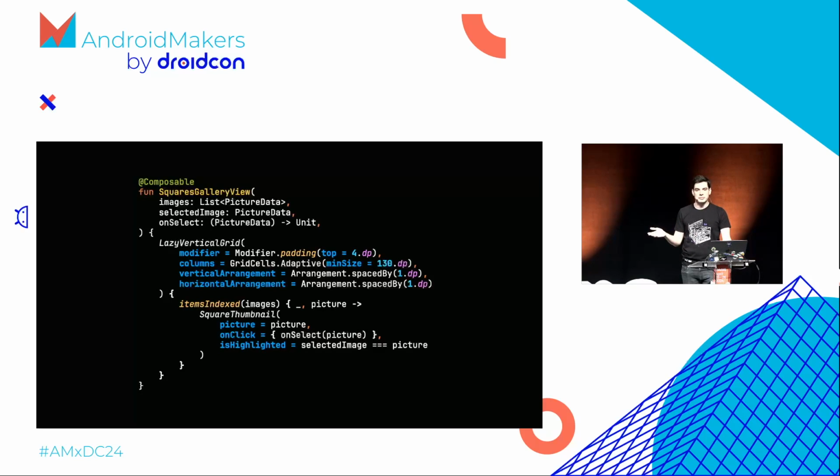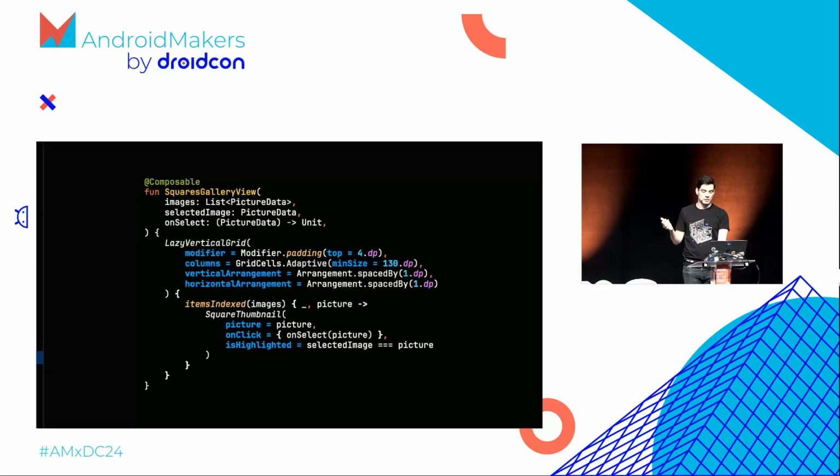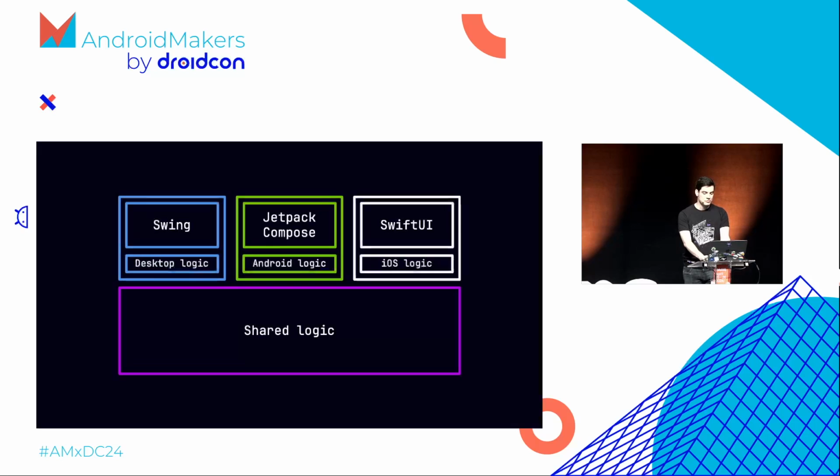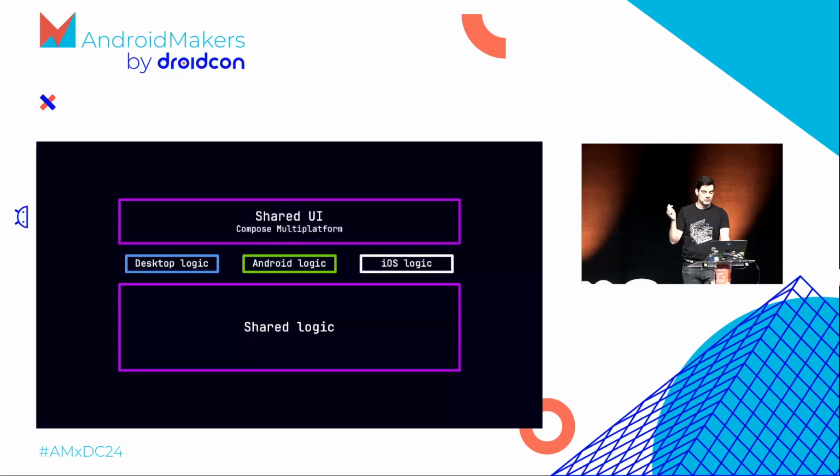When you use Compose Multiplatform, the experience is very similar to using Jetpack Compose. You are using the same APIs, the same foundational concepts. The only real difference is that that code now can live in your common main folder, and you can compile it and run it on multiple platforms and not just on Android. So that means that we can update our chart here, and instead of having platform-specific UI implementations, we can have shared UI written just once using Compose Multiplatform.